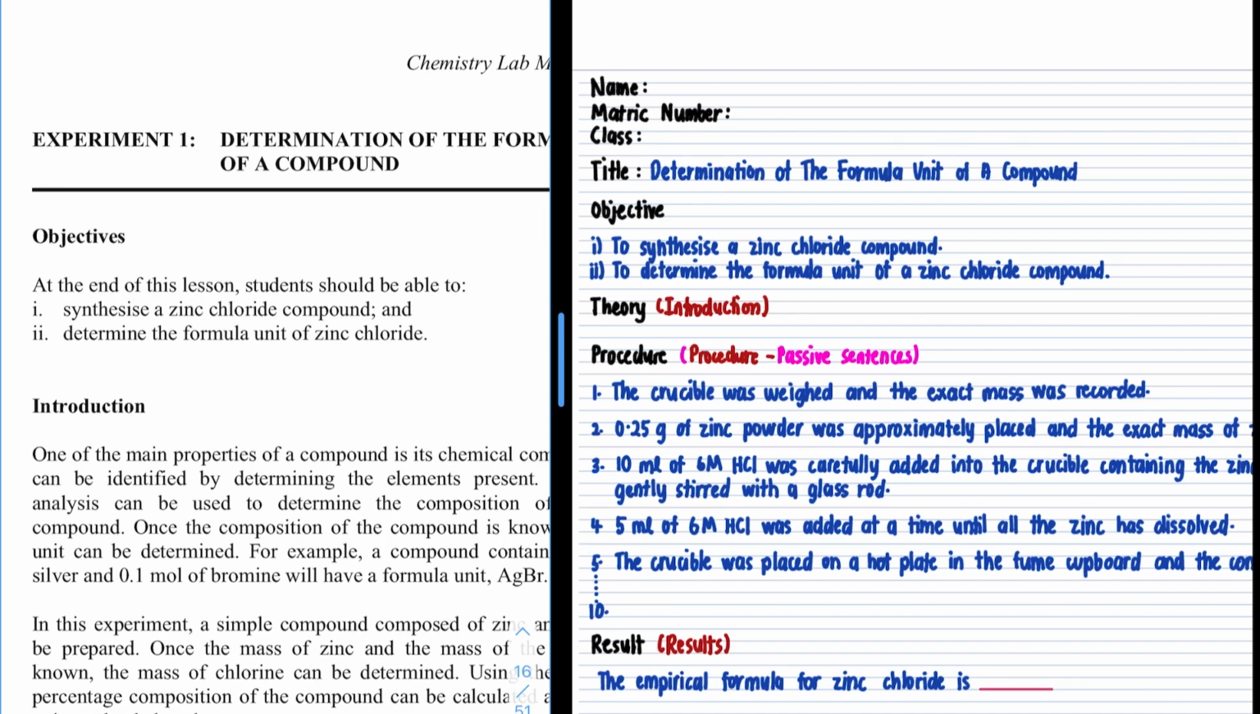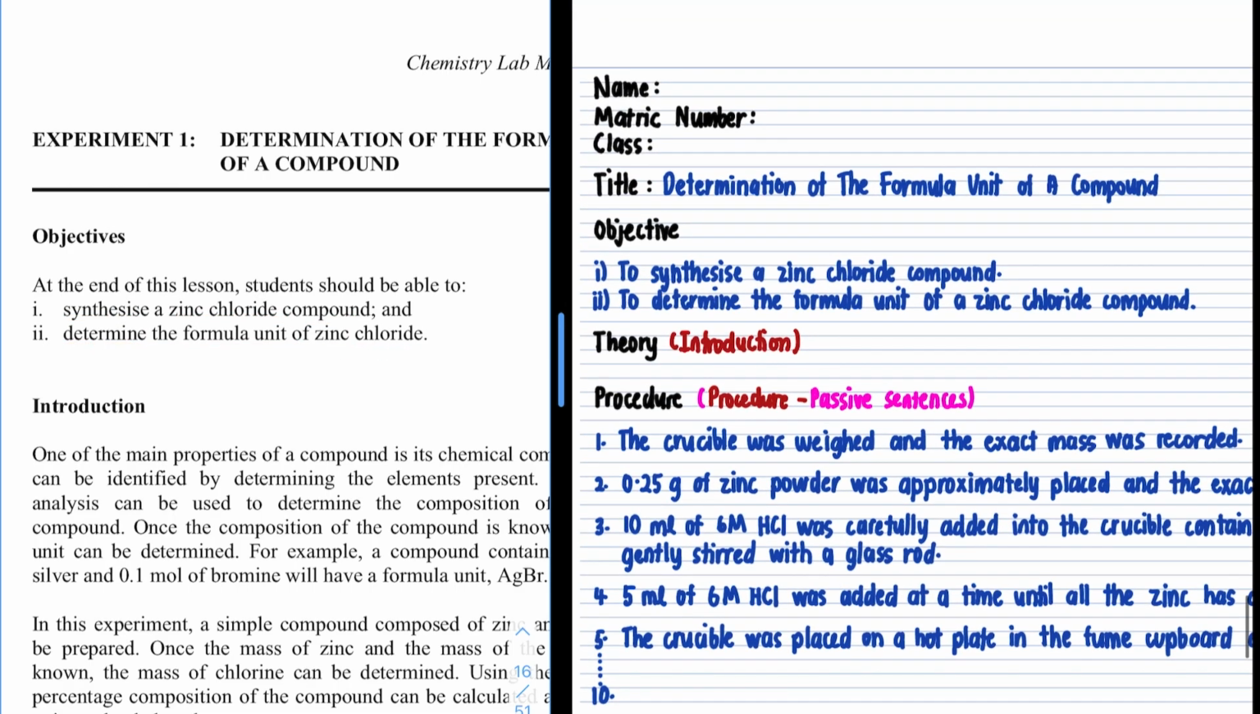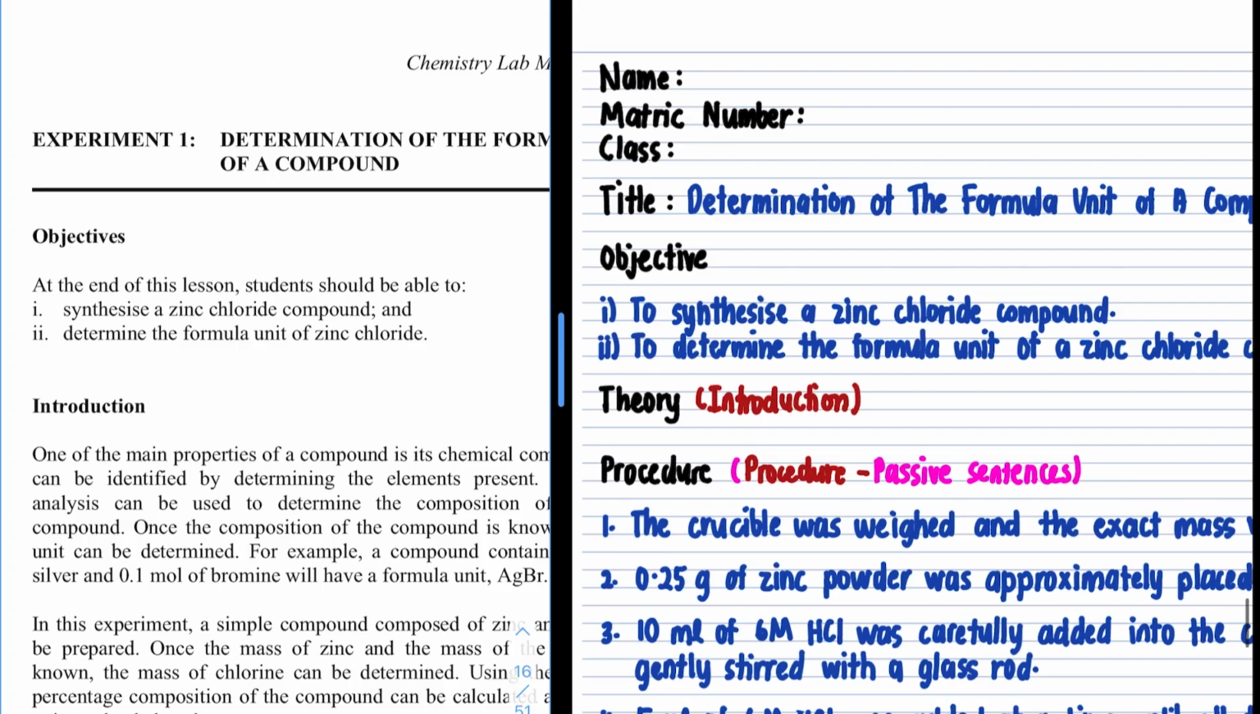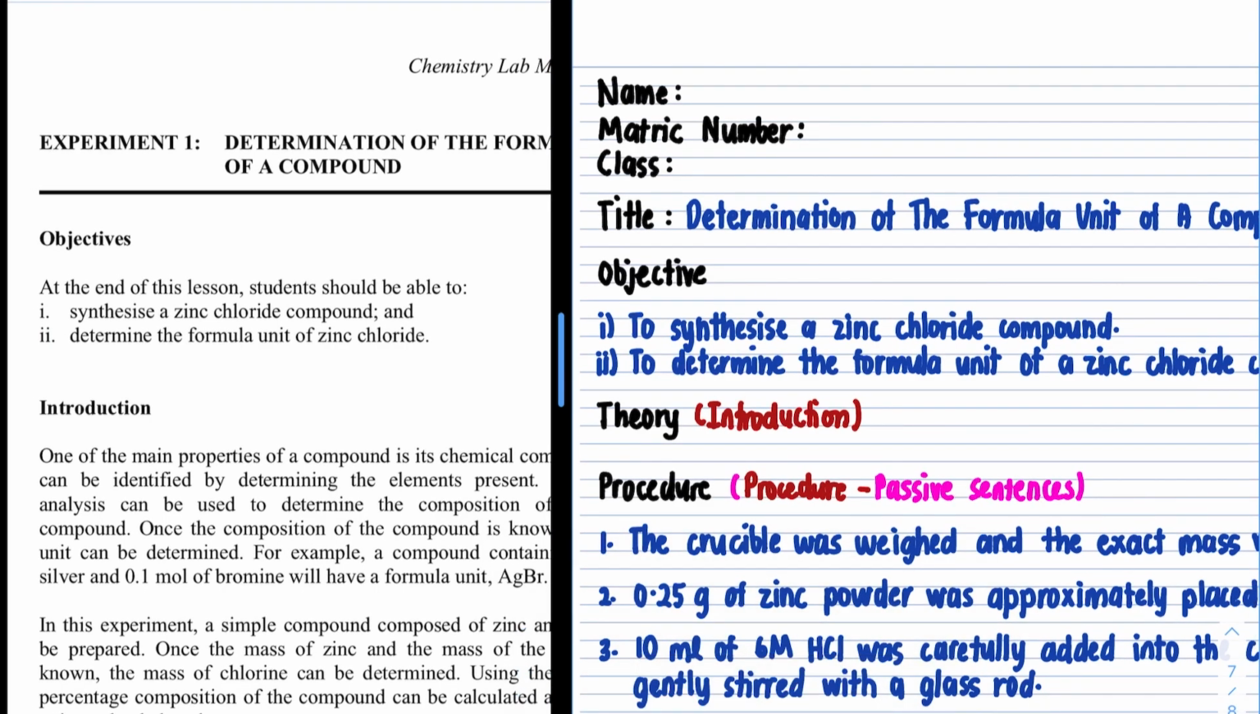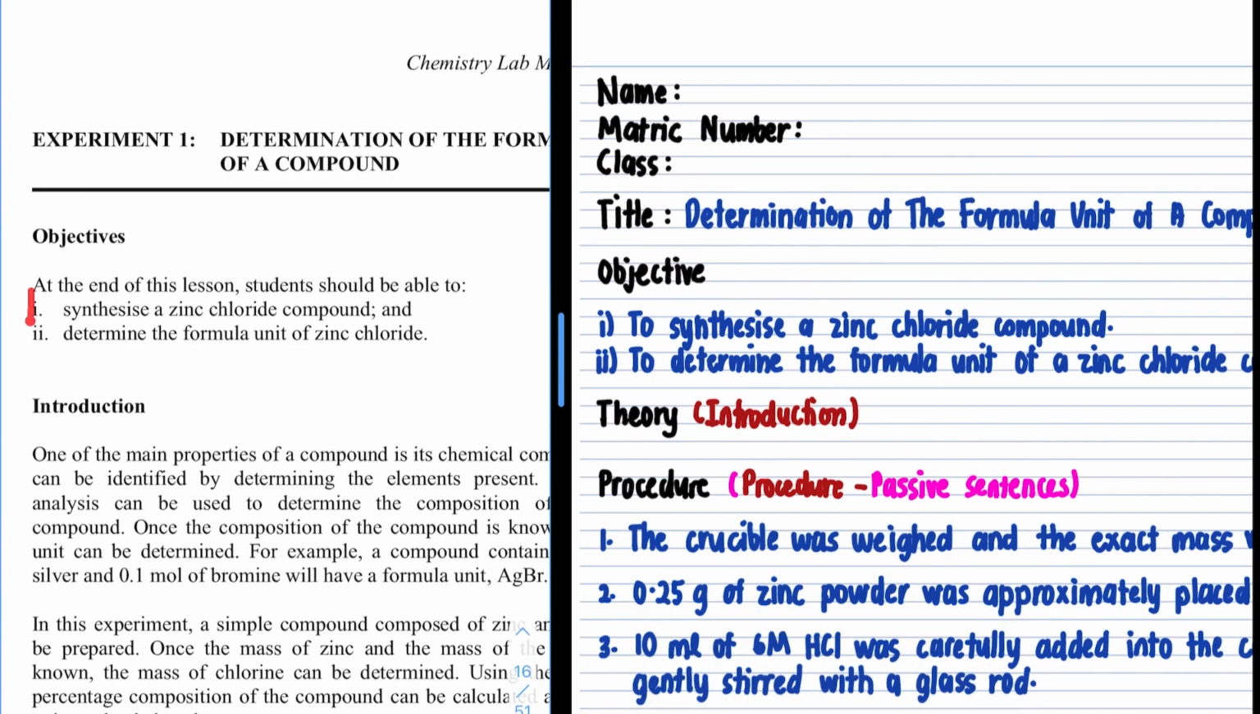On your left-hand side here, it mentions that the objective is to synthesize a zinc chloride compound and to determine the formula unit of zinc chloride. From here, instead of writing down all of this, you have to write down: to synthesize zinc chloride compound and to determine the formula unit of zinc chloride. So that is what you need to change when you write down the objective.